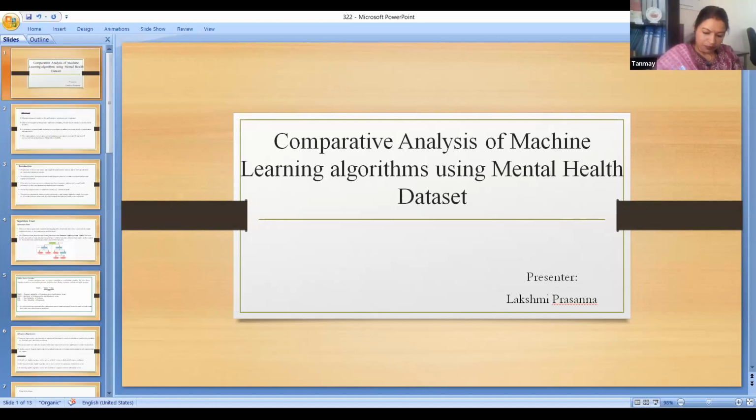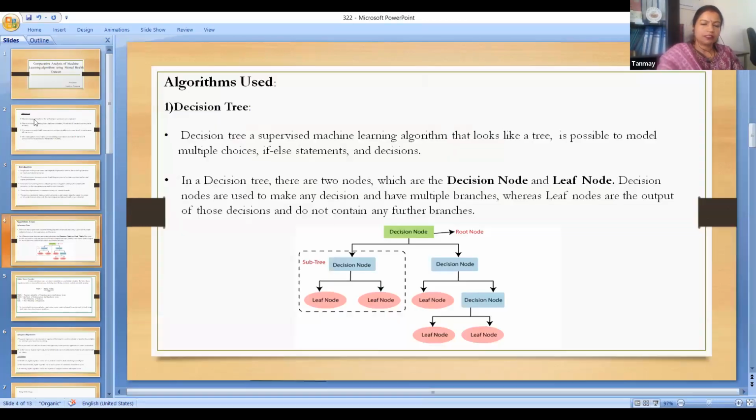Excuse me, G. Lakshmi, your just first slide is visible. Your first slide is visible only. Yeah, now it's okay.